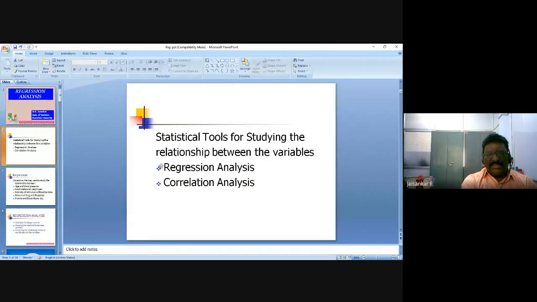So, as I told you earlier, the statistical tools for studying the relationship between variables are of two kinds: regression analysis and correlation analysis. We may think both are dealing with the relationship, so why can't we study the correlation first and regression next? These two things are related only, but no. Correlation is a different aspect. Regression is a different aspect. Nobody exactly knows what the difference is, but I'll tell you here.